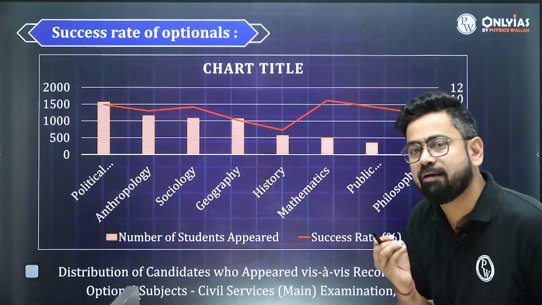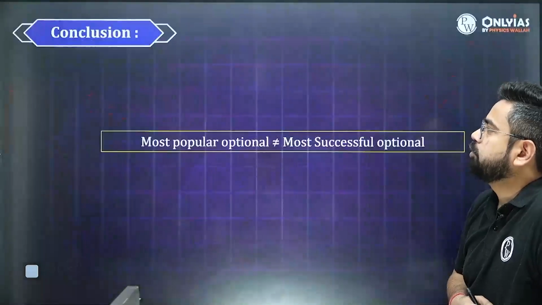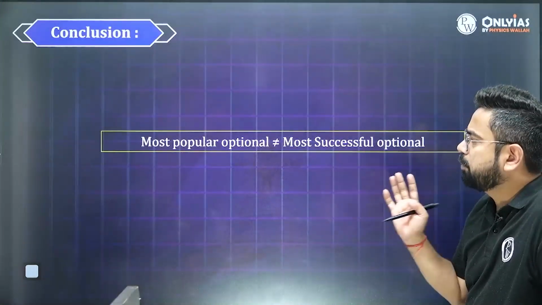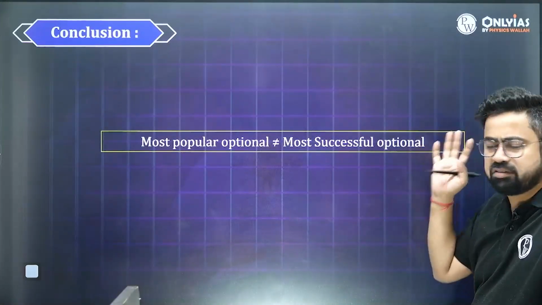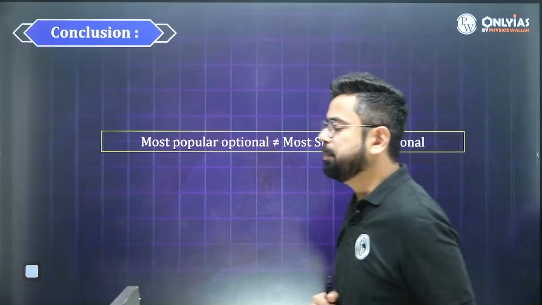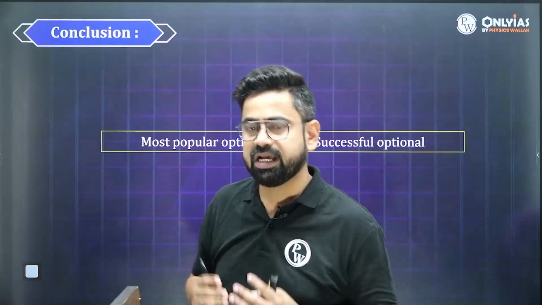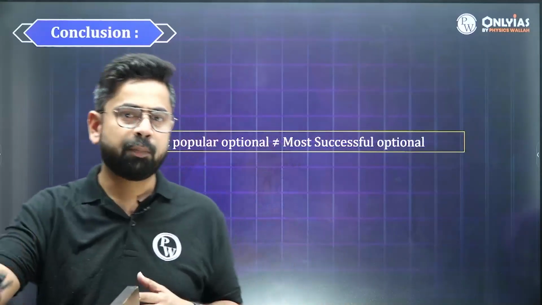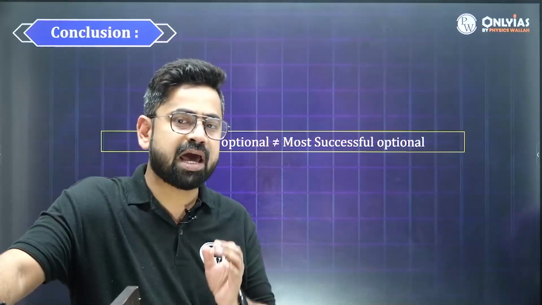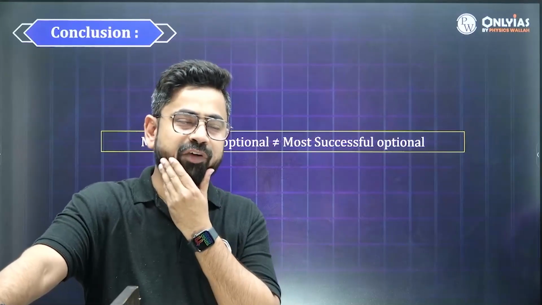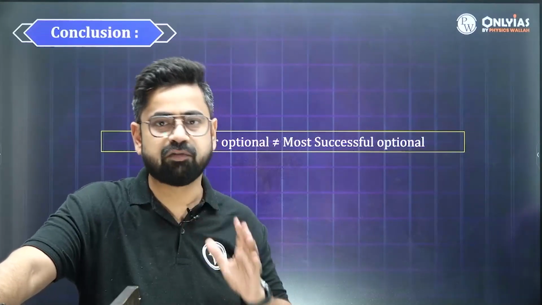So you'll have to consider this. So what we are realizing is that the most popular optional is not always the most successful optional. This is a myth: if I go for PSIR or history, I'll be selected, or geography, I'll be selected. No, the most popular ones are not the ones which will guarantee you success. You'll have to figure out what will work for you, which subject will suit you.